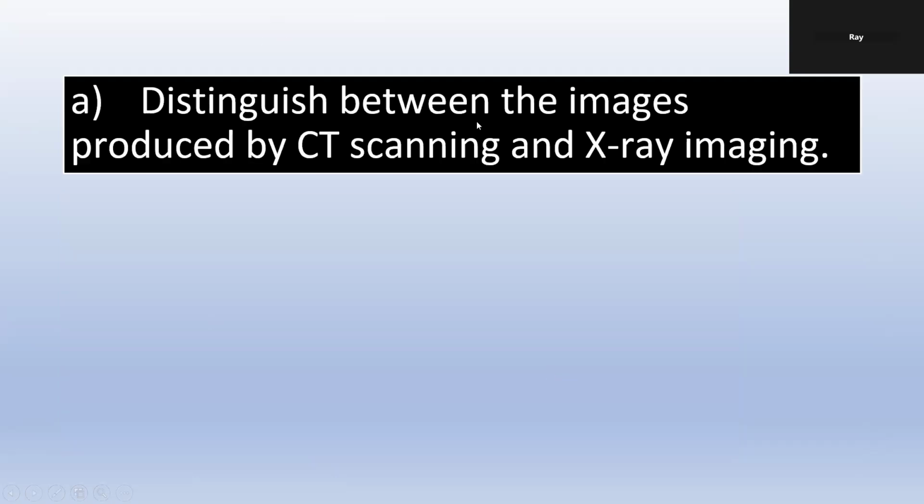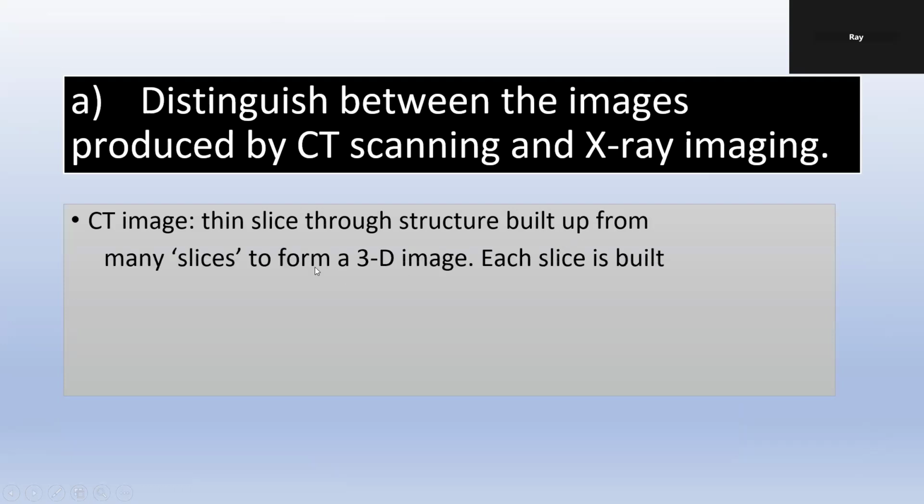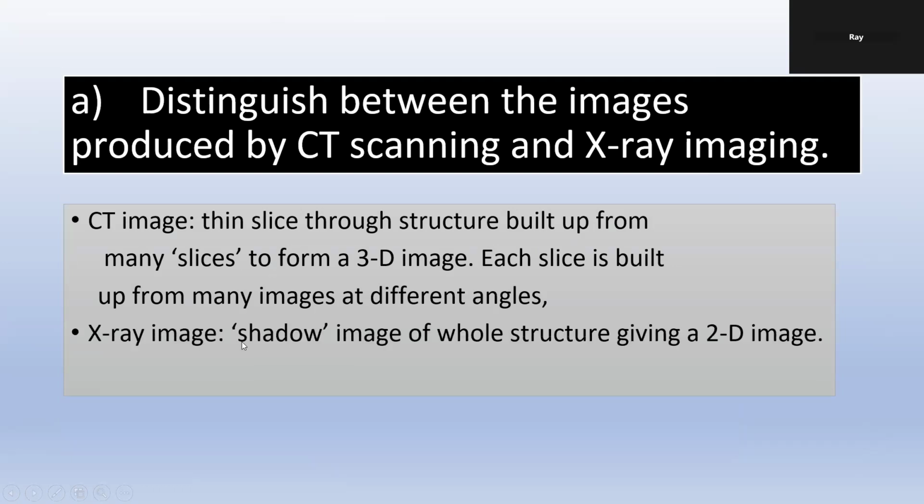Distinguish between images produced by CT scan and X-ray. CT scan: a thin slice through the structure, built up from many slices to form a 3D image. Each slice is built up from many images at different angles. X-ray image: a shadow image of the whole structure, giving a 2D image. That's all. Memorize all of them.